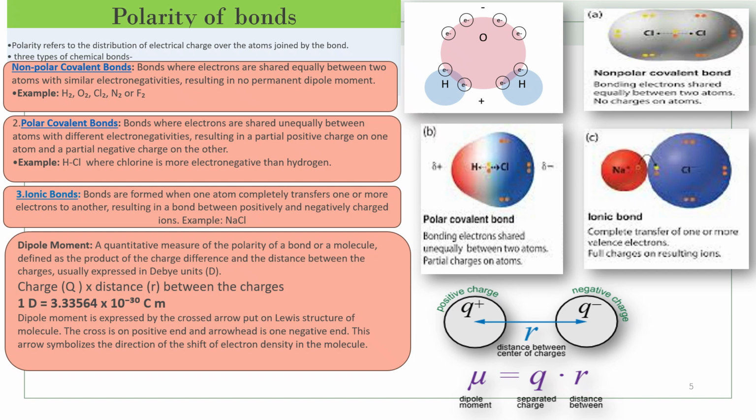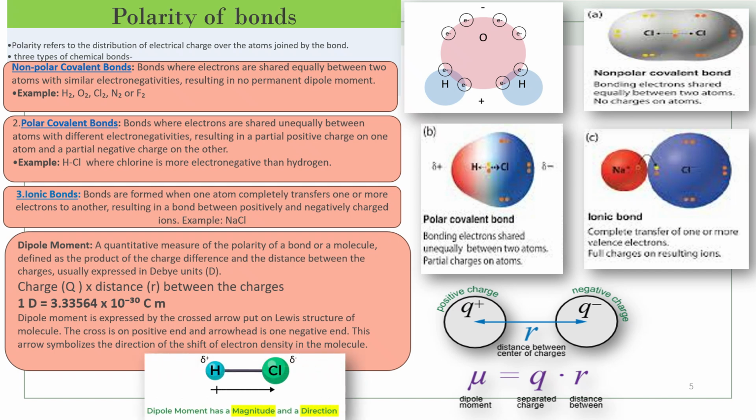Dipole moment is represented by a crossed arrow. The cross is on the positive end and the arrowhead is on the negative end. For example, see the dipole moment of hydrochloric acid, HCl. The crossed arrow is on the hydrogen atom and the head is on chlorine. These arrows symbolize the direction of the shift of electron density in the molecule. So this is the polarity of bonds.